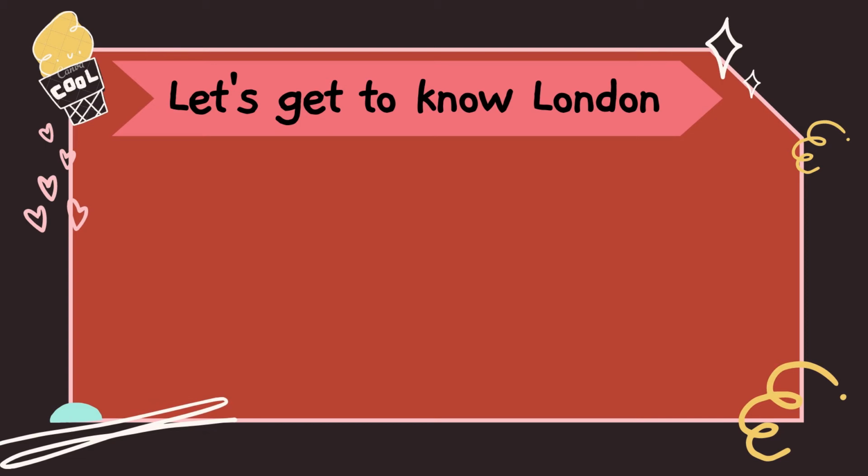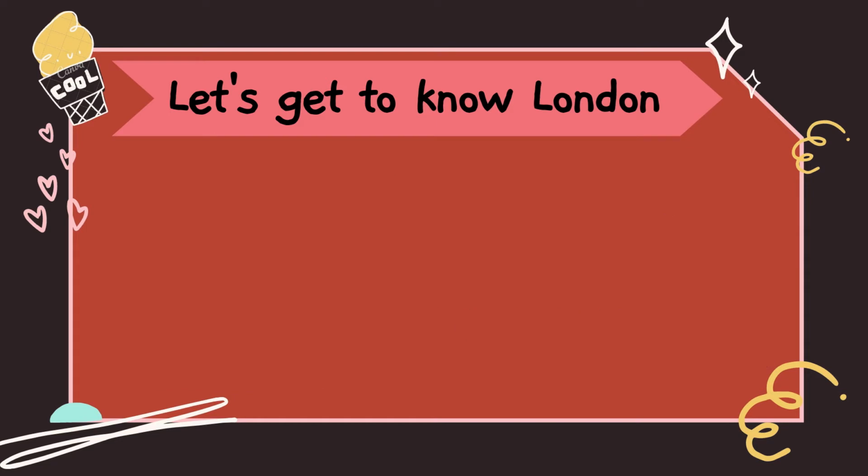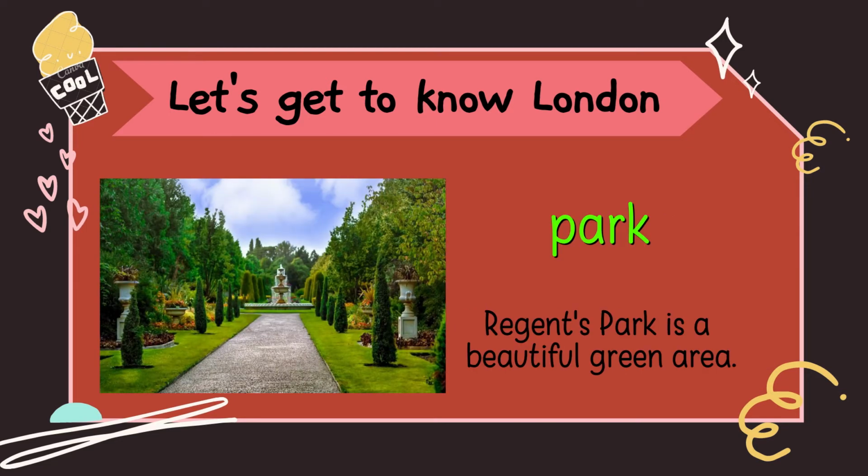Okay, I will show you some pictures and I will read out the vocabulary and also the sentence. And please repeat after me. Okay, number 1, library. Library. At the British Library, there are 14 million books. Number 2, park. Park. Regent's Park is a beautiful green area.